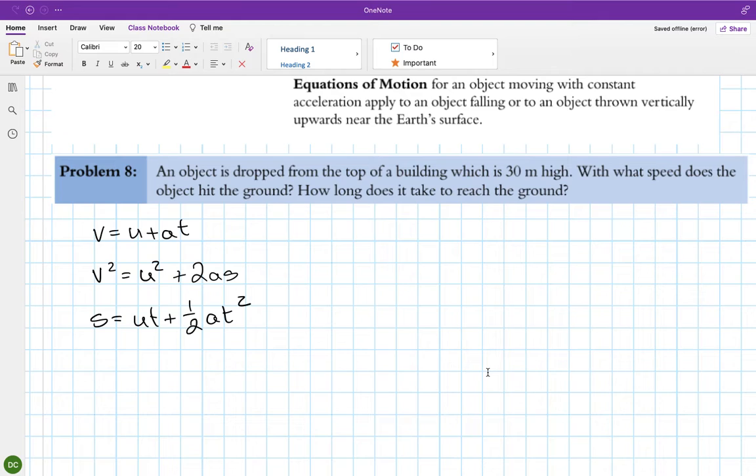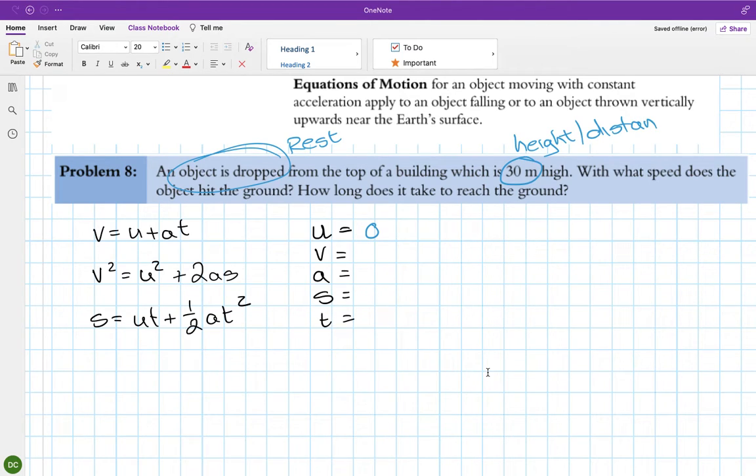Okay, so I'm going to put down my UVAST, U-V-A-S-T. So do I have an initial velocity or an initial speed? It says the object is dropped, which means someone or something is holding it. So its initial speed is rest, which means 0. From the top of a building, which is 30 meters high. So 30 meters is a height, which is just a vertical distance. So that's going to be s. And the units are correct, 30 meters. So that's fine. We don't need to mess around with that in any way.